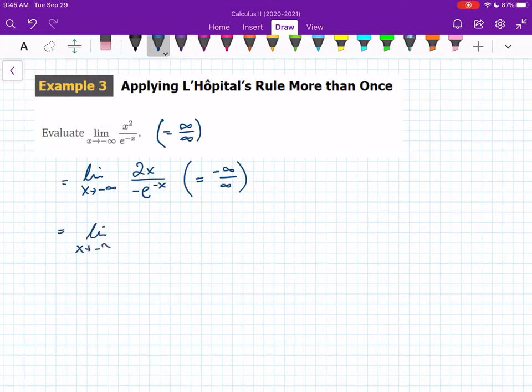So now I have the limit as x approaches negative infinity of 2 over e to the negative x. So when I look at that, I see that I have negative infinity. Oops, I forgot the negative on that. So now I have 2 over e to the negative infinity, which is 2 over e to the infinity, which is 2 over infinity, which, remember, as the denominator gets larger and larger and the numerator stays constant, goes to 0.